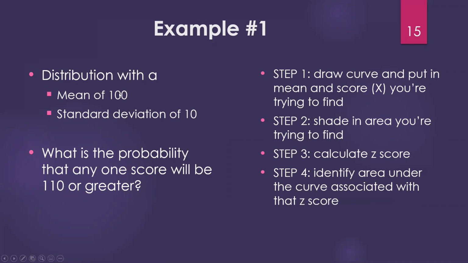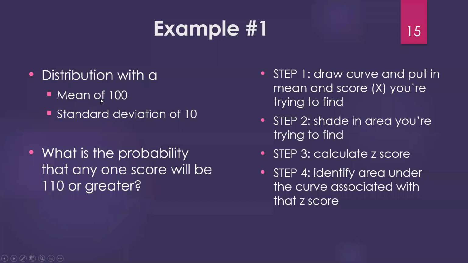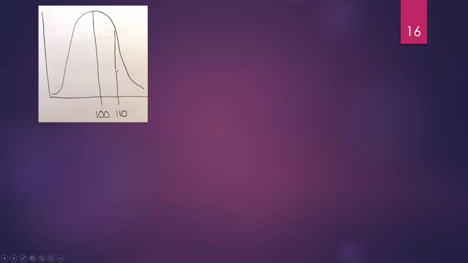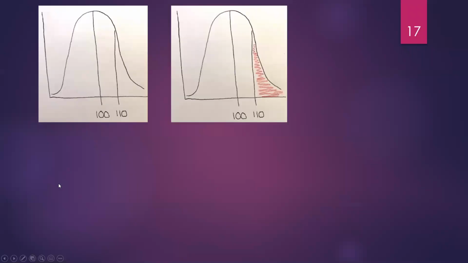So let's do that. For this problem with a mean of 100 and a standard deviation of 10, what's the probability that any score will be greater than 110? Step 1, you draw your curve like this, right? So draw something that approximates a normal curve. Put your mean in the middle. The mean was given to you as part of this problem. Put in the value that you're trying to find. Here it's 110. That comes from this part of the question, right? We're trying to find the probability that any score is greater than 110. So the first step is to just draw your curve, put in the mean, and put in the individual score we're trying to find.